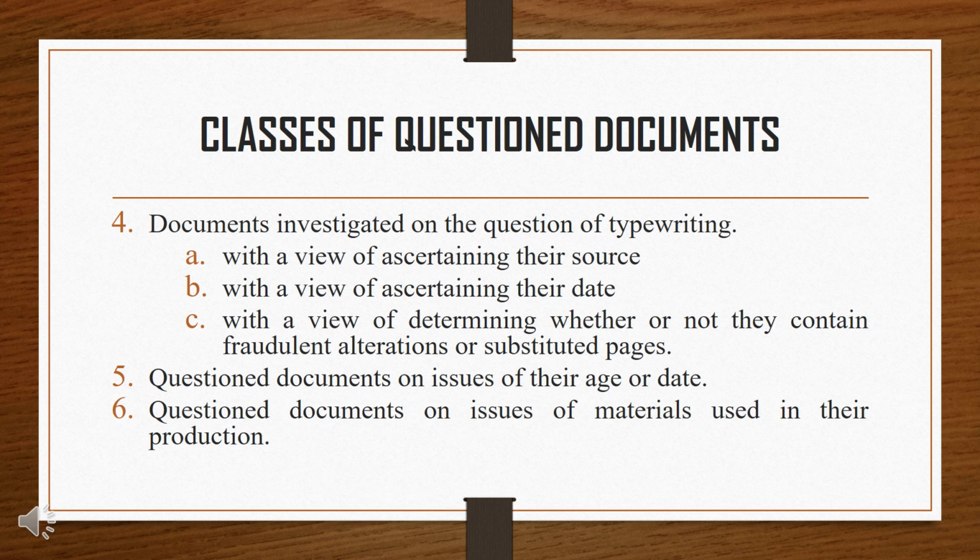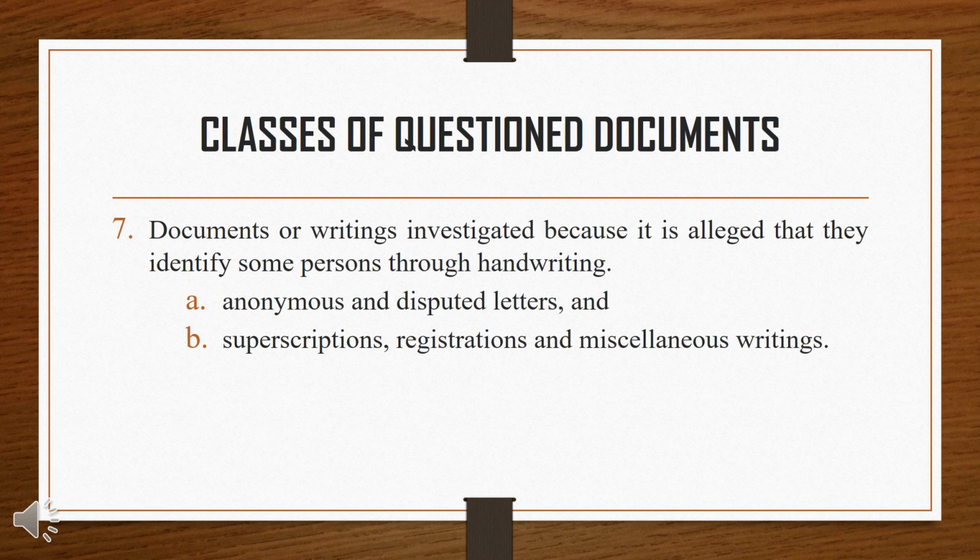4. Documents investigated on the question of typewriting, such as those: A, with a view of ascertaining their source; B, with a view of ascertaining their date; C, with a view of determining whether or not they contain fraudulent alterations or substituted pages. 5. Questioned documents on issues of their age or date. 6. Questioned documents on issues of materials used in their production. 7. Documents or writings investigated because it is alleged that they identify some persons through handwriting, such as A, anonymous and disputed letters, and B, superscriptions, registrations, and miscellaneous writings.